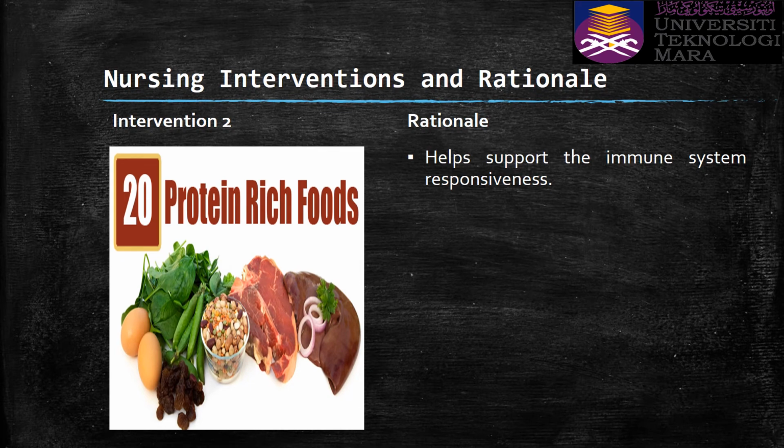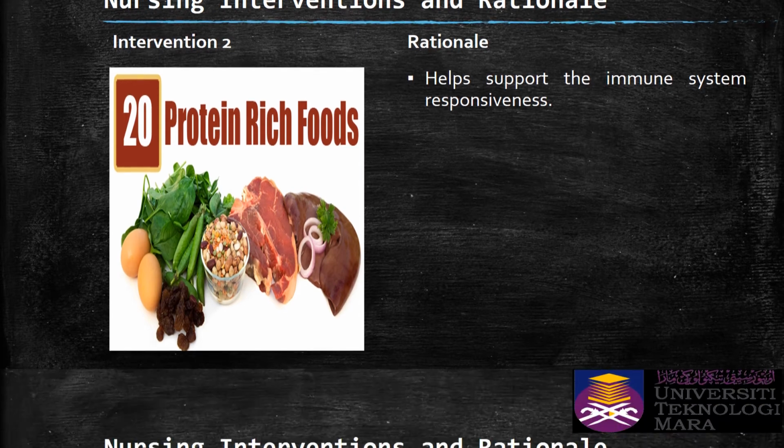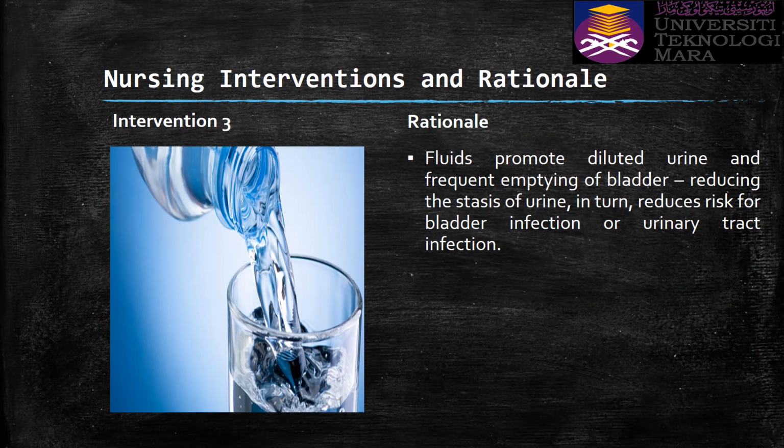Prevention number 2 is to encourage intake of protein-rich and calorie-rich foods to support the immune system. Prevention number 3 is to encourage fluid intake of 2,000 to 3,000 milliliters of water per day, unless contraindicated. Fluids promote diluted urine and frequent emptying of the bladder, reducing the stasis of urine.